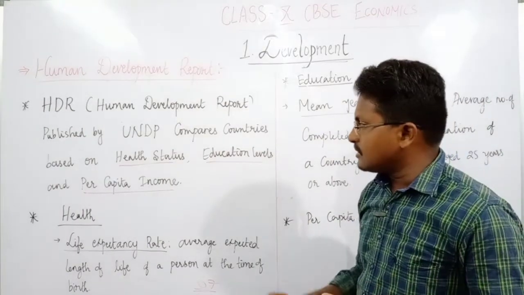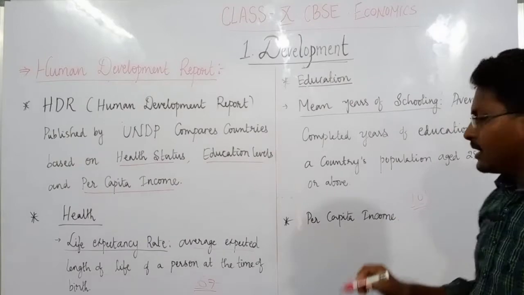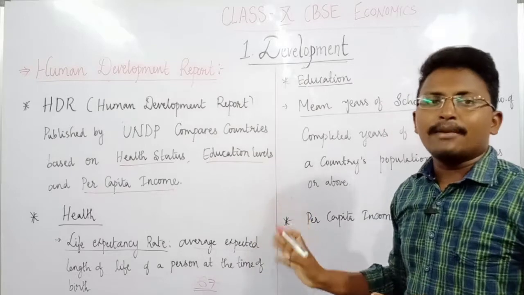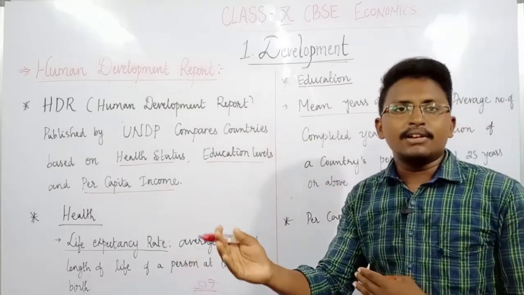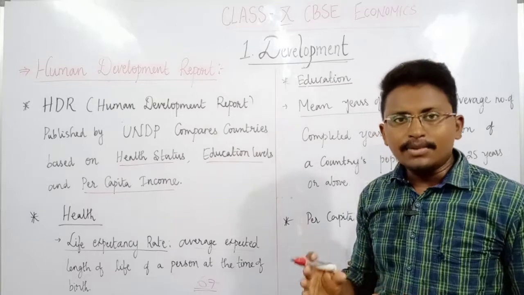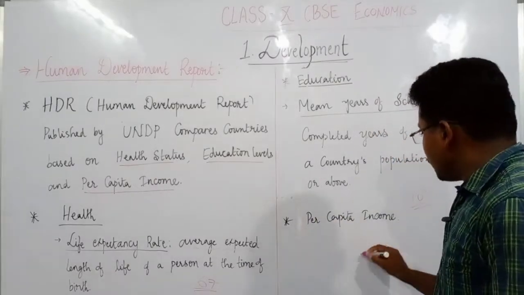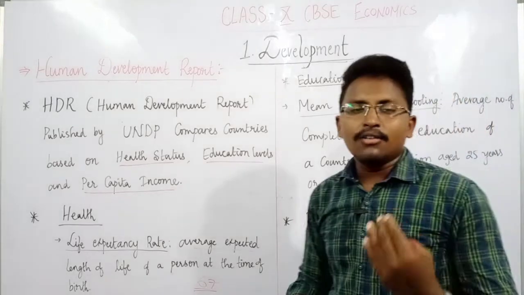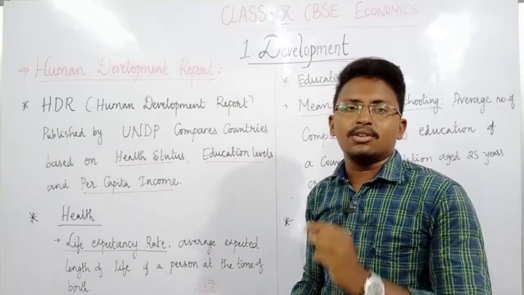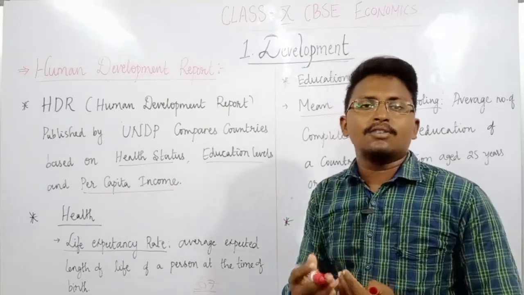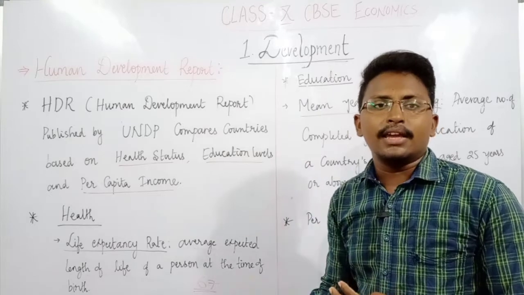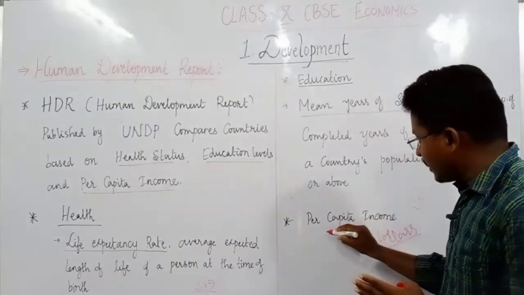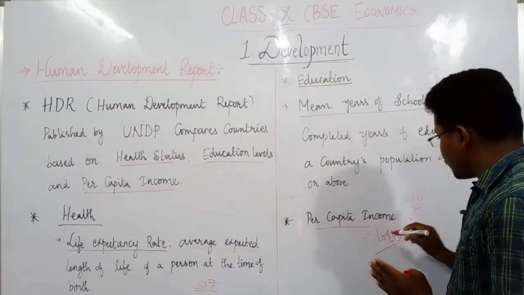Then apart from this, we also calculate per capita income. In the previous lectures we have already seen how to calculate per capita income: total income of the country divided by total population. But sometimes per capita income is expressed in dollars. Why? Because we always compare every country's income using dollars. As I told, if a country has more than $12,056 as per capita income, that country is considered a developed or rich country. So the per capita income of every country is converted into dollars.